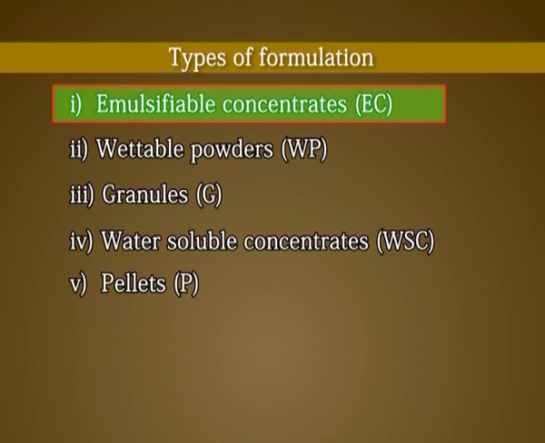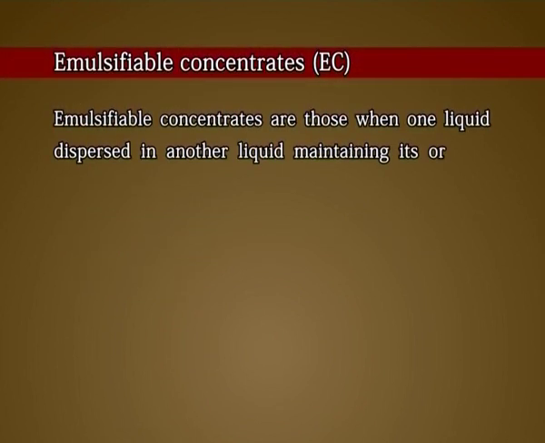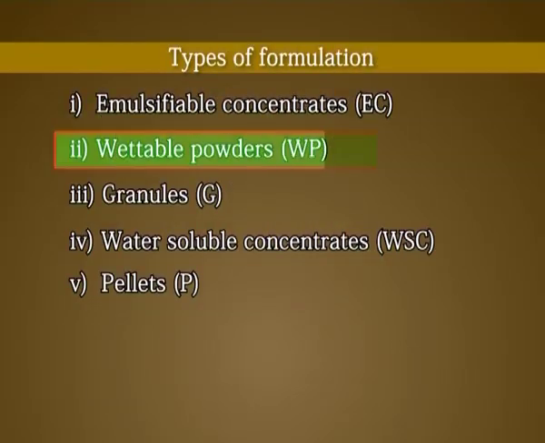So let's start with emulsifiable concentrate, EC. Emulsifiable concentrates are those where one liquid is dispersed in another liquid maintaining its original identity. In these formulations, herbicides are absorbed on an inert carrier together with a surface active agent and finally bound so that it forms a suspension when agitated with water. Example, Benbel 50 EC.